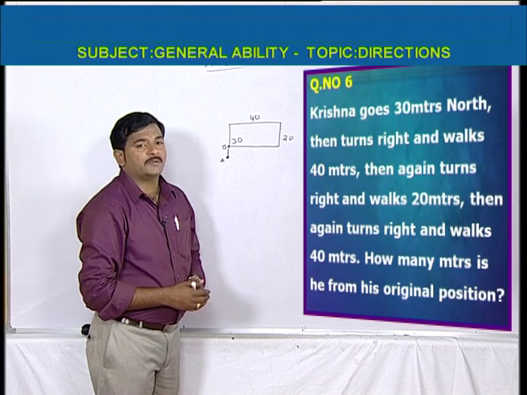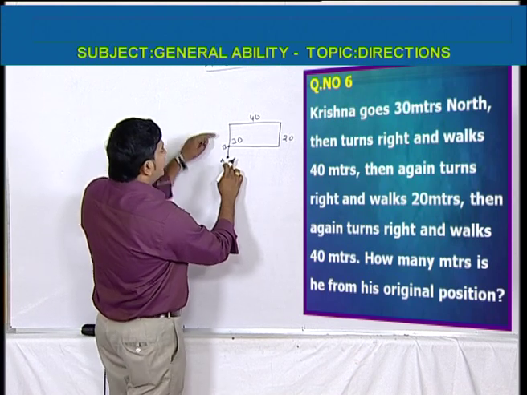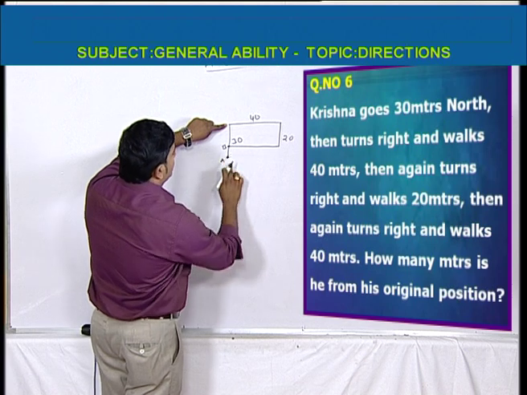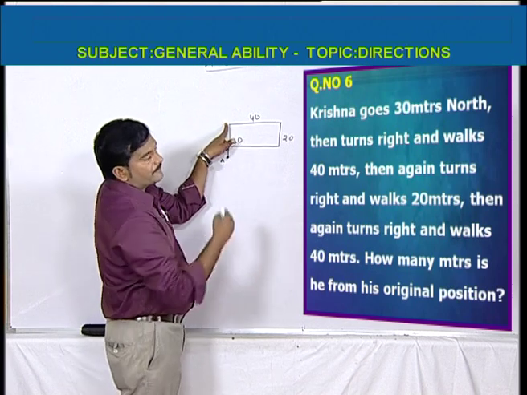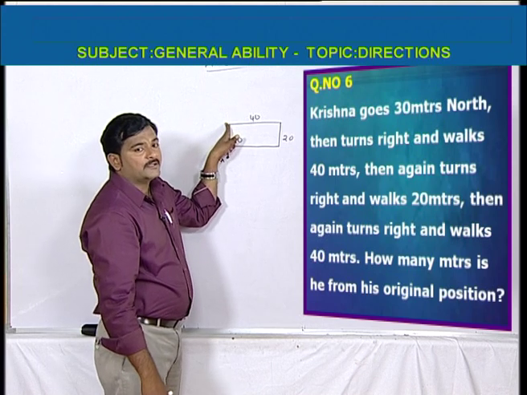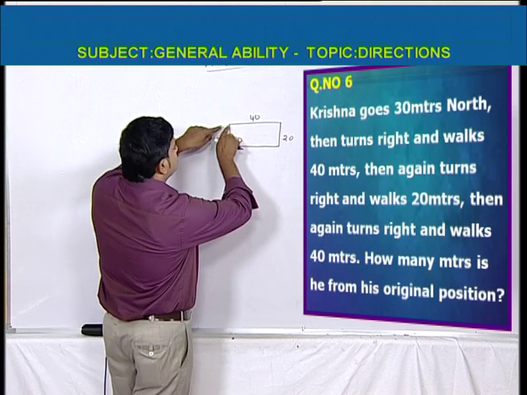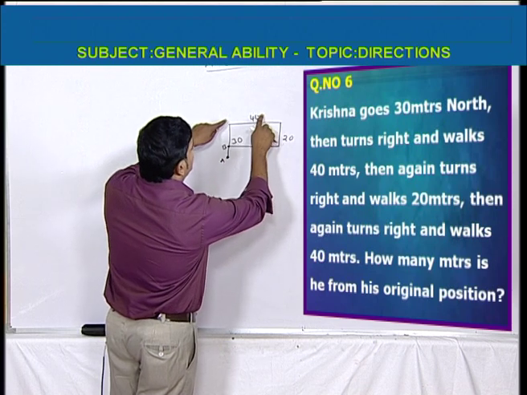Krishna goes 30 meters north. So starting point is A. So Krishna goes 30 meters north. Okay, this is north direction. There is no issue. And next, second line, what he mentioned here, he turns right and walks 40 meters. So he turns right and walks how many meters?